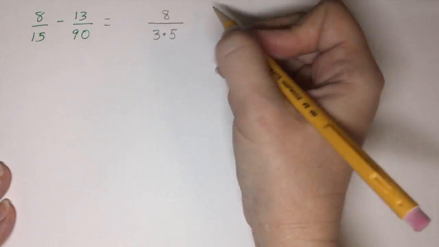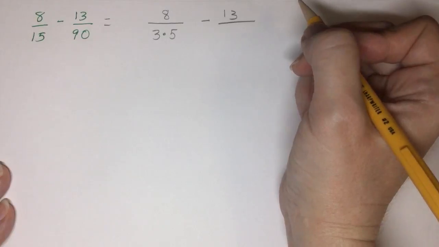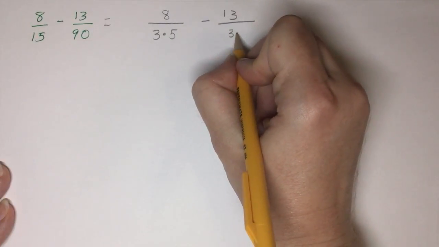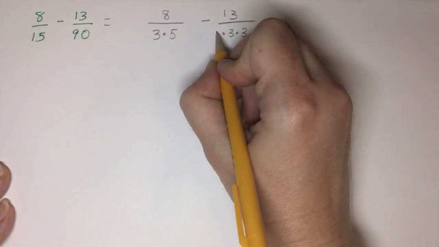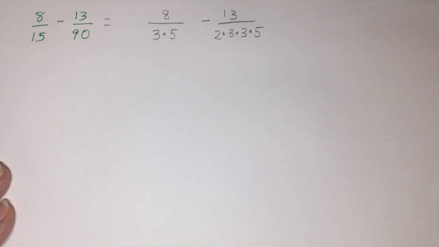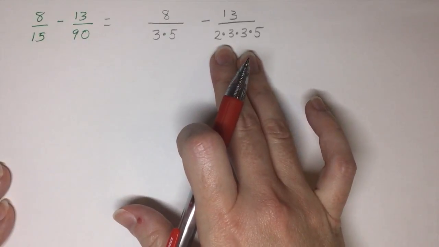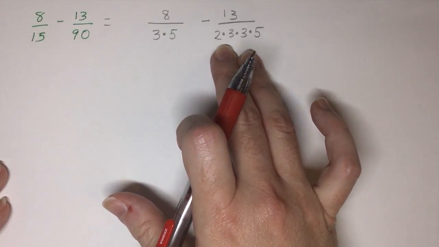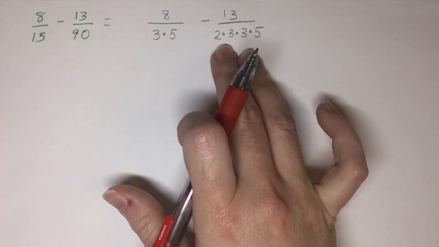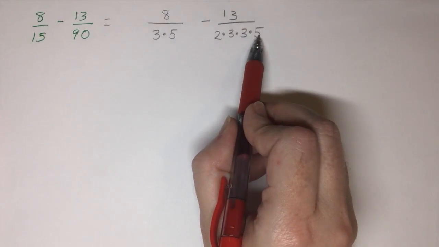15 is 3 times 5. 90 is 9 times 10. Well, 9 is 3 times 3. 10 is 2 times 5. Again, you can always do a factor tree off to the side to be sure that you haven't left anything out. I wouldn't recommend doing that mentally until you're really comfortable with it. Well, a 3, a 5, a 3, a 5.